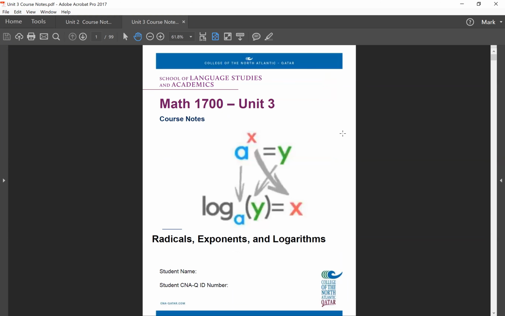So what is Unit 3 about? If Unit 1 was algebra and Unit 2 was algebra 2, meaning more algebra, what is Unit 3 going to be about? Well, Unit 3 is about radicals, meaning square roots, exponents like x squared, and logarithms. We haven't even mentioned logarithms yet, but I'll talk about logarithms probably in the next class or so.